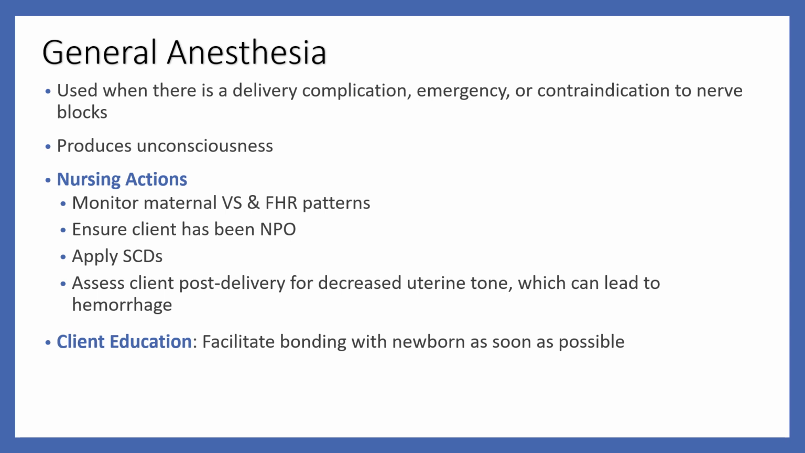General anesthesia is rarely used for vaginal and cesarean births when there are no complications. General anesthesia is used when there is a delivery complication, emergency, or if a client has a contraindication to nerve block anesthesia.